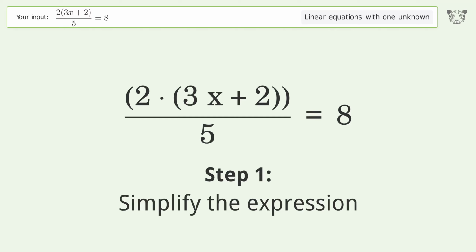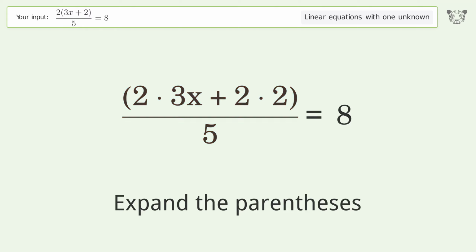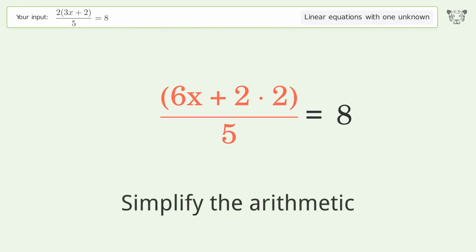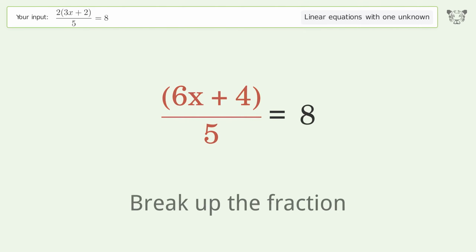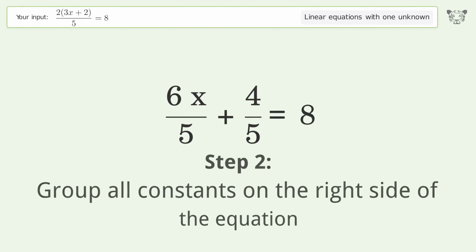Simplify the expression. Expand the parentheses. Multiply the coefficients. Simplify the arithmetic. Break up the fraction. Group all constants on the right side of the equation.